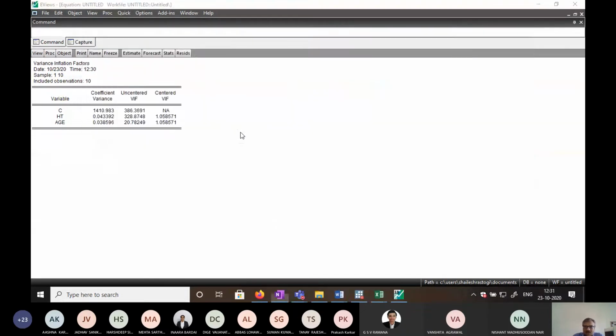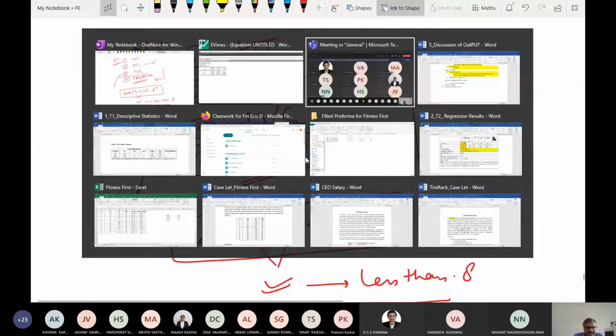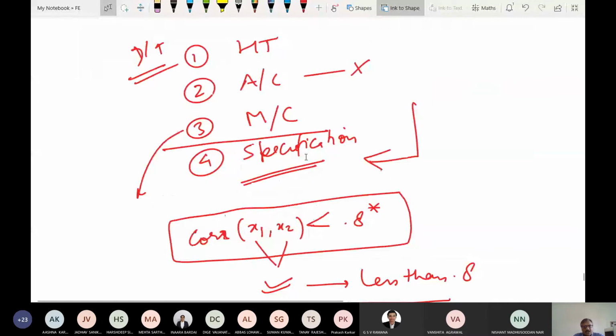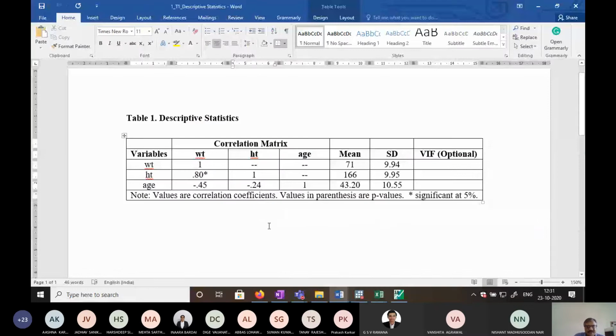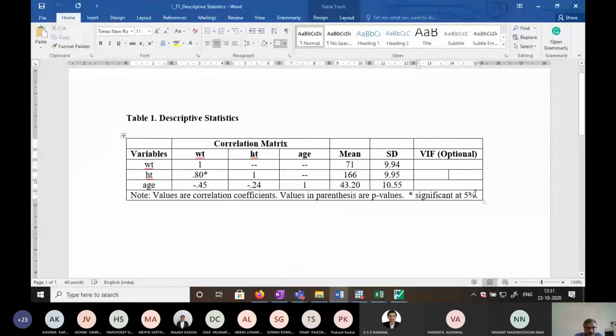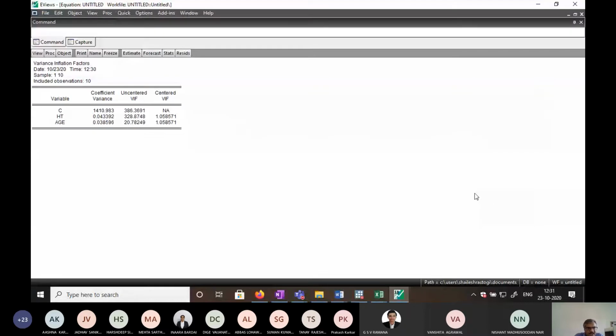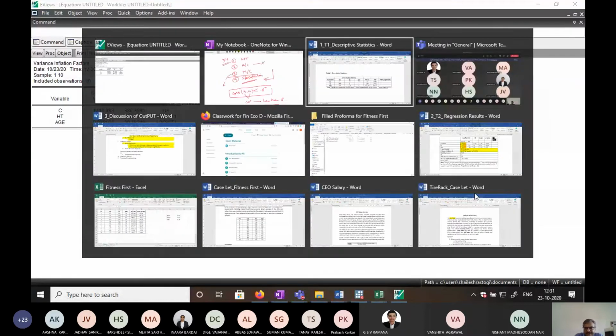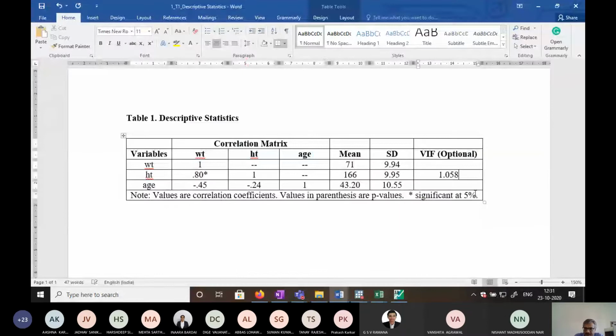But I always suggest that whenever you are testing multicollinearity, it is good to go by the basic idea of finding the correlation coefficient between the independent variables. VIF is secondary, not primary. The primary thing is the correlation coefficient. The value here is 1.058 for height. I think there is a rounding off issue.